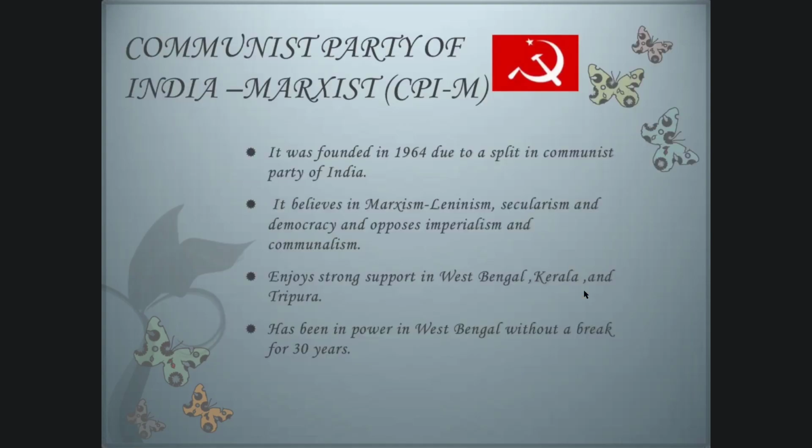Now, Communist Party of India, Marxist, CPIM. M stands for Marxist. It was founded in 1964. When the Communist Party of India split, it became another party, the Communist Party of India Marxist. Due to the split, it has the same beliefs: Marxism, Leninism, secularism and democracy, and it opposes imperialism and communalism. It enjoys strong support in West Bengal, Kerala, and Tripura, and it was in power in West Bengal without a break for 30 years, such a long period.